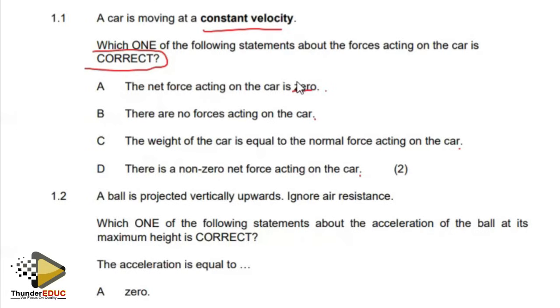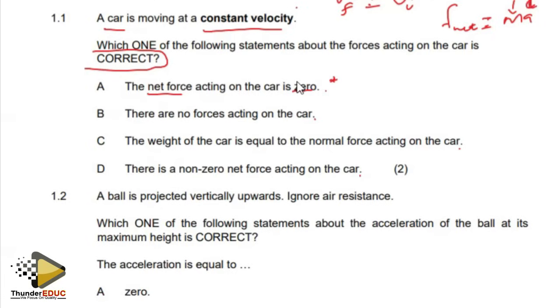So one thing we know is that for as long as a car is moving at a constant velocity, it means the V final is the same as the V initial. Let's start with option number 1. They're telling us that the net force is zero. How do we calculate net force? F net is equal to MA, where M is the mass and A is the acceleration.